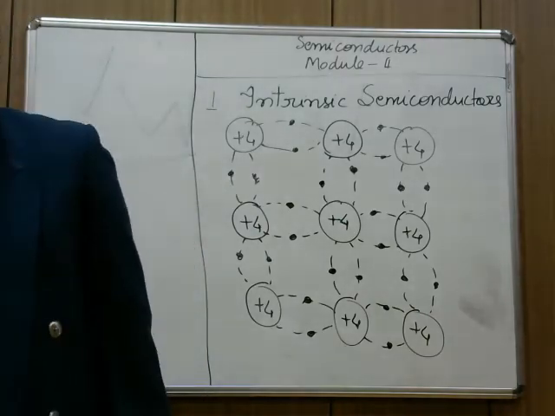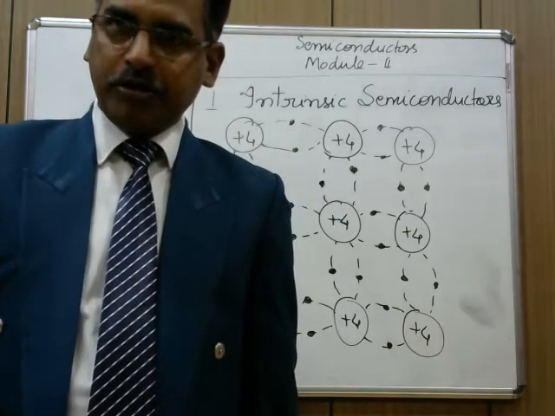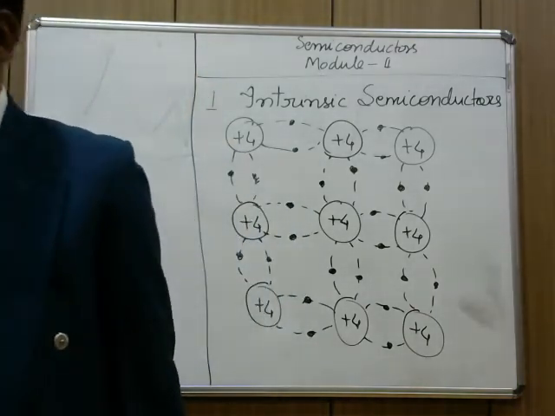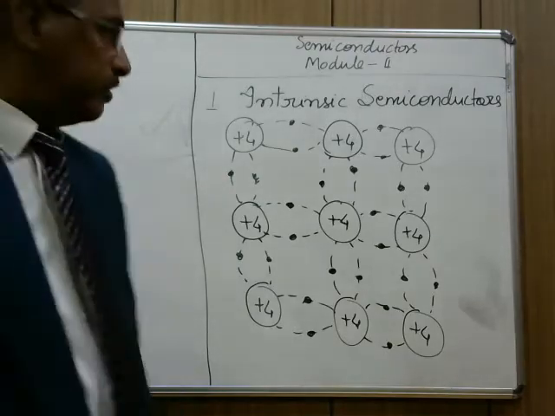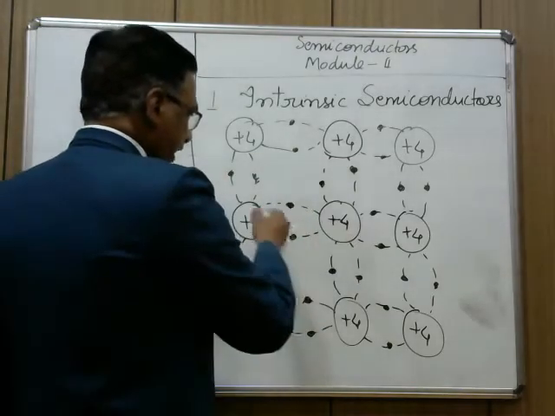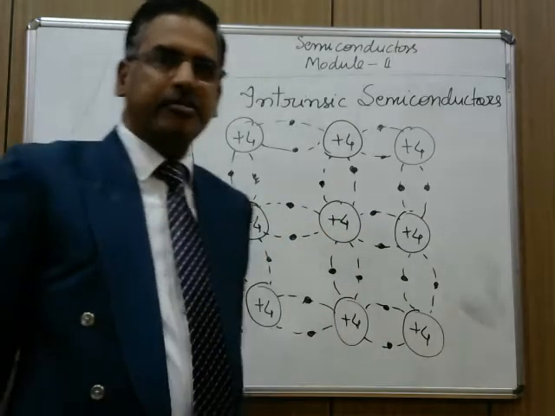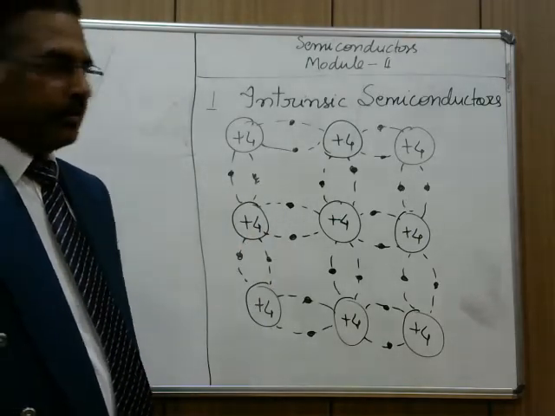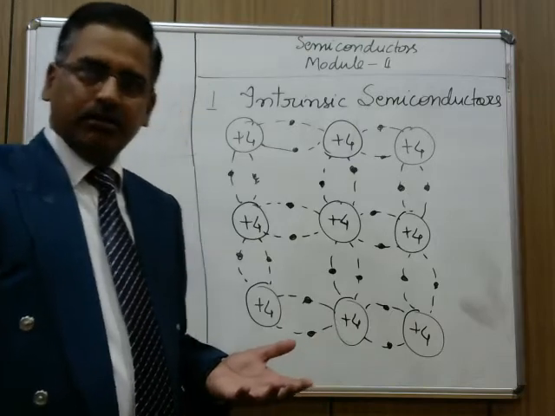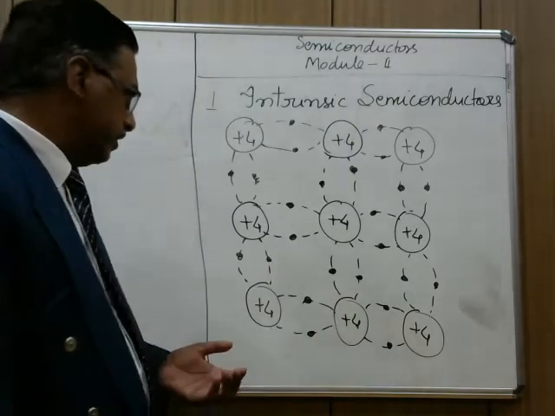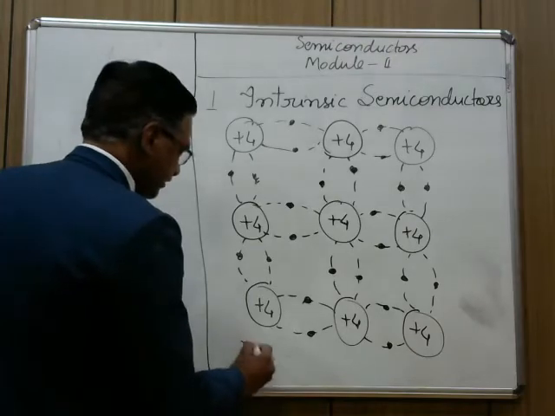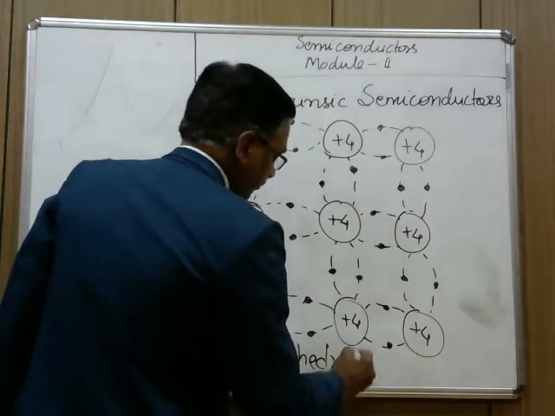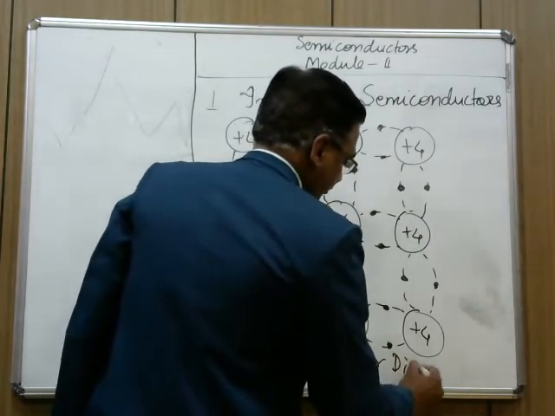The shared pair of electrons oscillate back and forth between two associated atoms. Back and forth means sometimes ahead, sometimes backward. These electrons go this way, come back, go this way, come back. This oscillation takes place. So this is the structure of a pure semiconductor. It may be either a germanium atom or a silicon atom. Such a structure is called a tetrahedral structure or diamond structure.